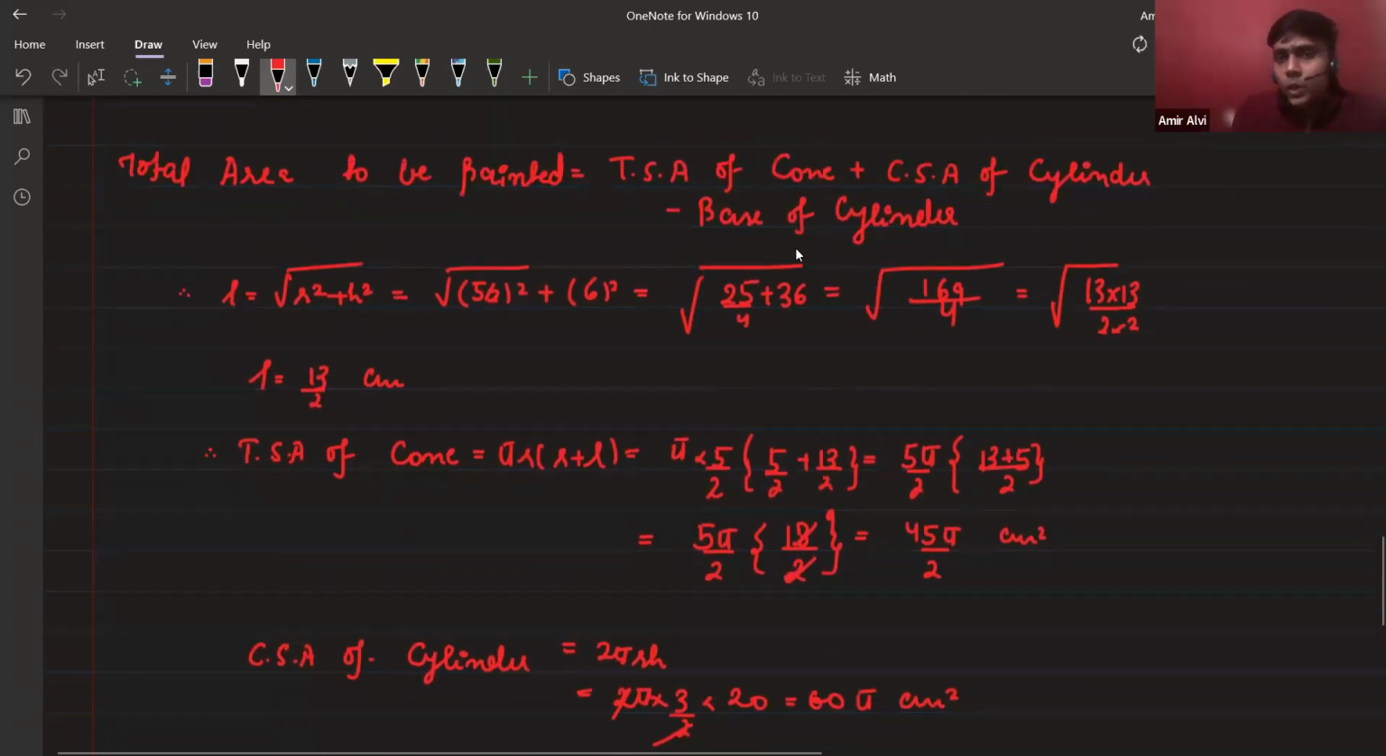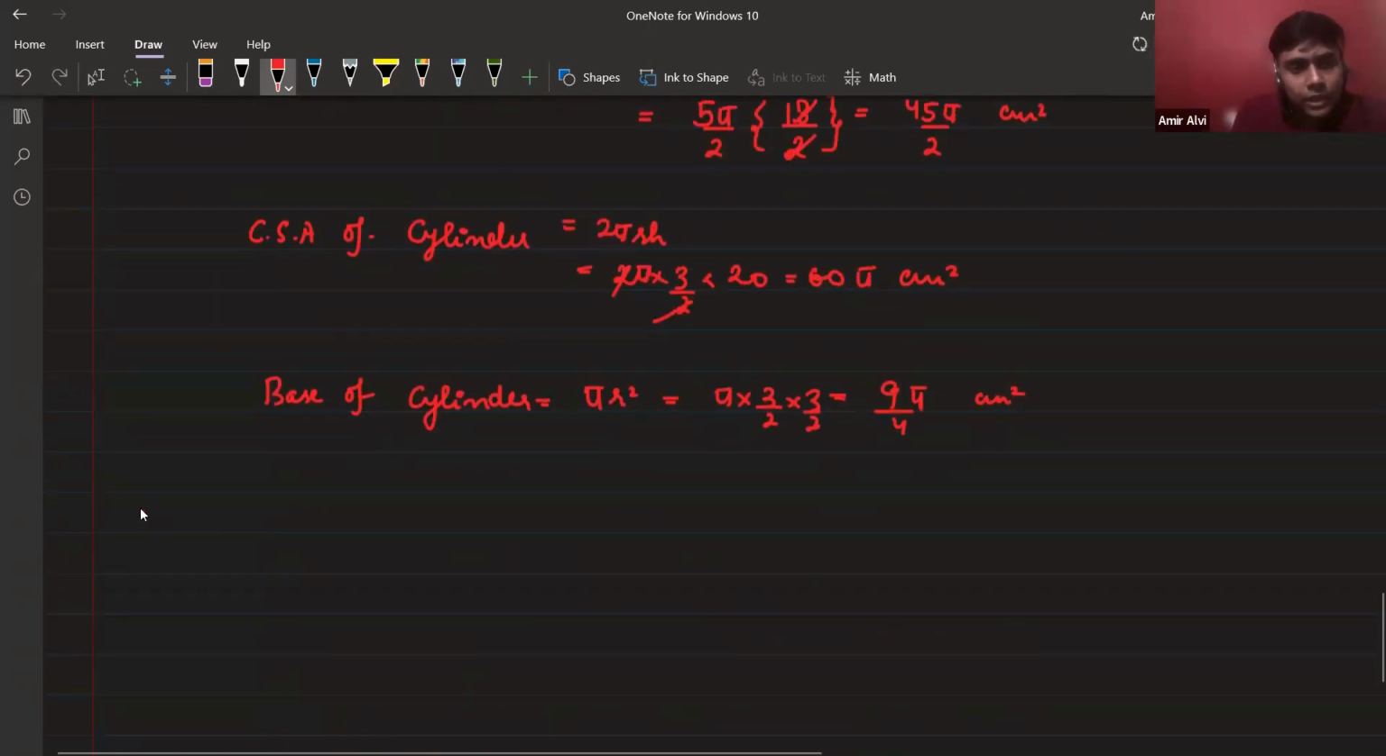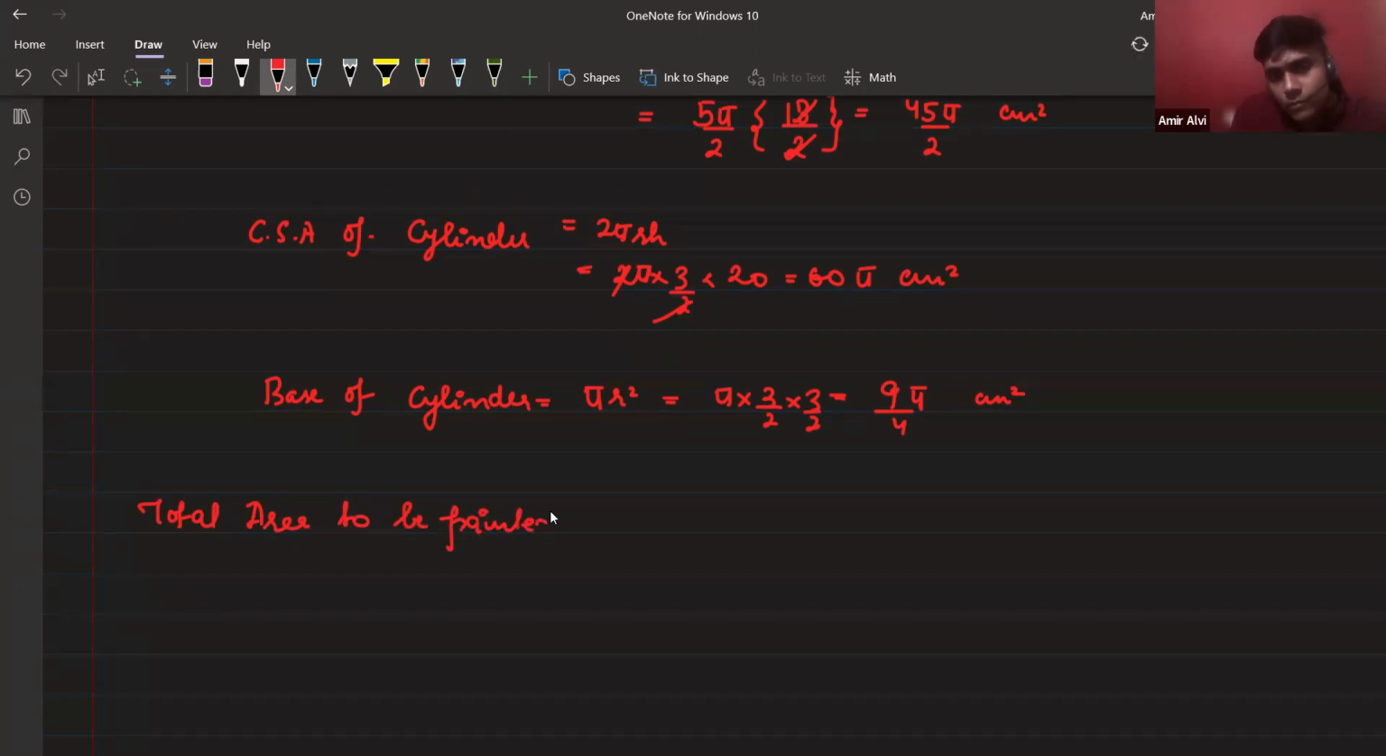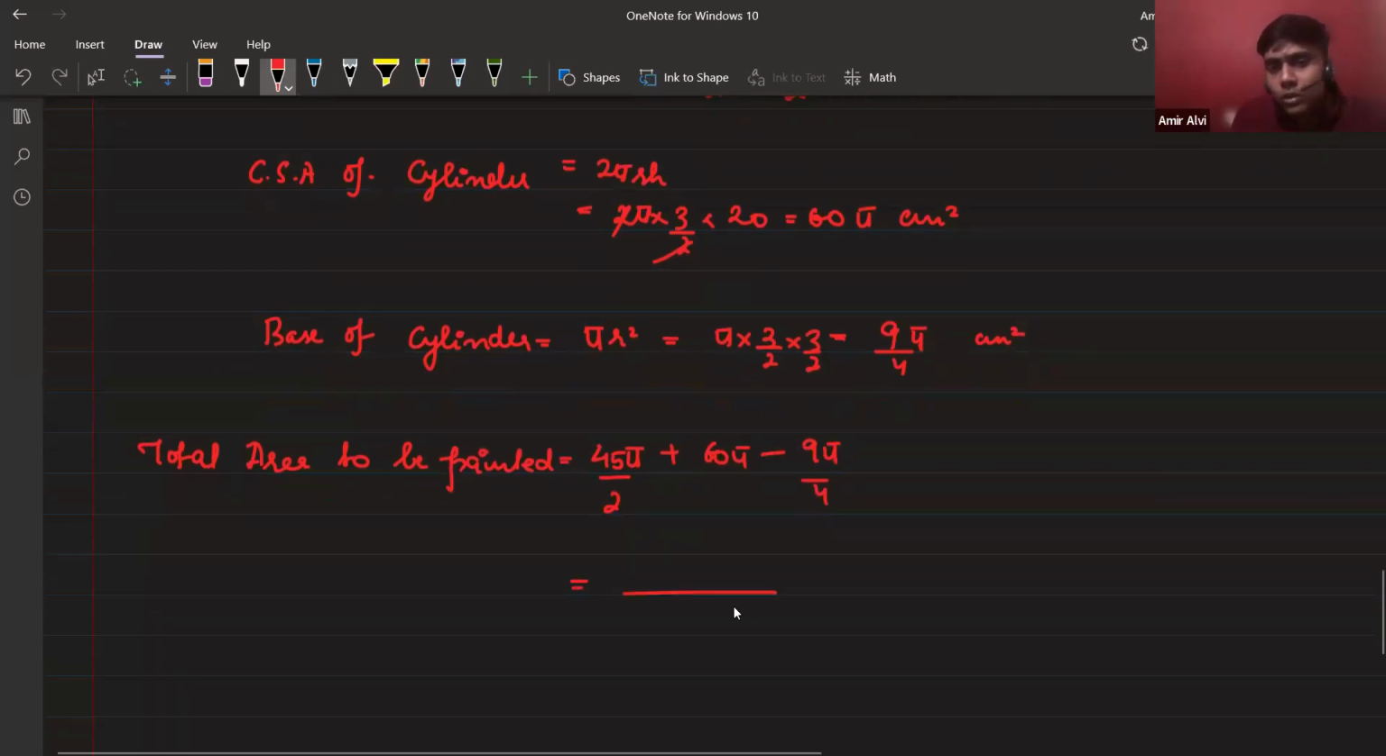Just put the values in this equation. So the total area to be painted will be equal to 45 pi by 2 plus 60 pi minus 9 pi by 4. Take the LCM. LCM will be 4. So it will be 90 pi, because if you divide 4 by 2, you get 2, and 2 will be multiplied with 45.